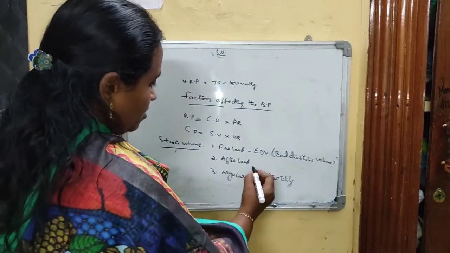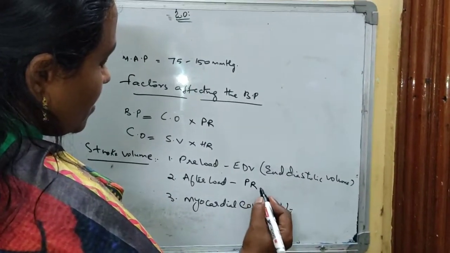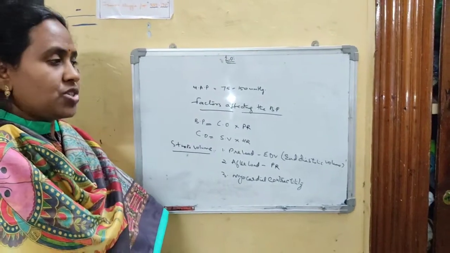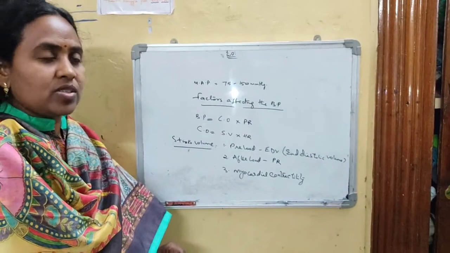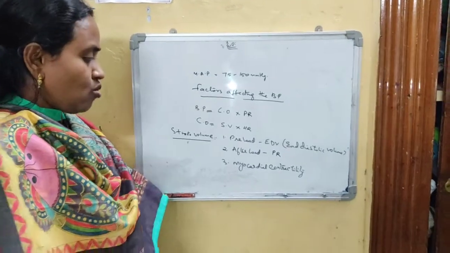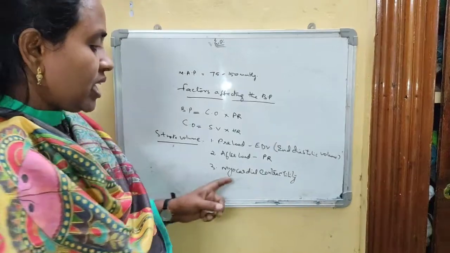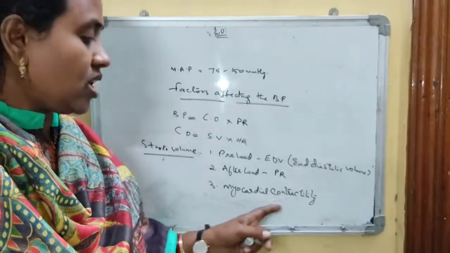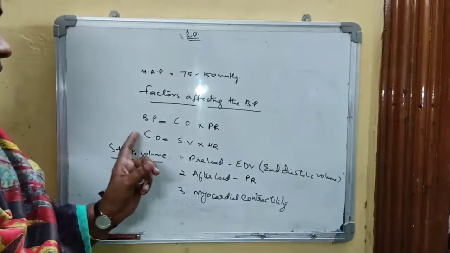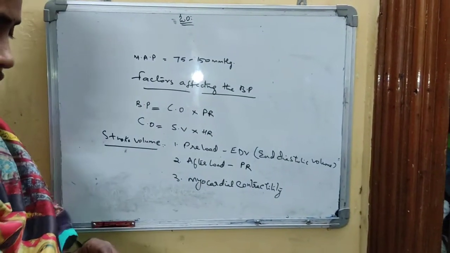Afterload depends on peripheral resistance. So whatever factors affect the peripheral resistance will show an effect on the stroke volume. Similarly, those factors which increase myocardial contractility will increase the stroke volume, thereby indirectly affecting the cardiac output and the blood pressure.